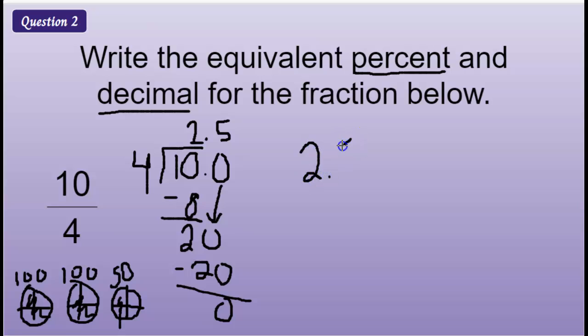Also, you can use your Dr. Pepper trick and move the decimal 1, 2 to the right, and you would still end up with 250%.